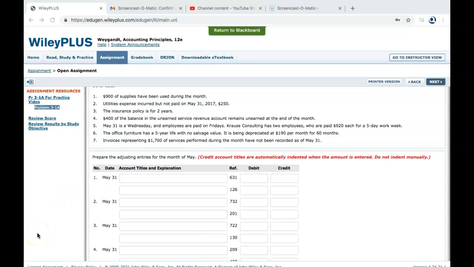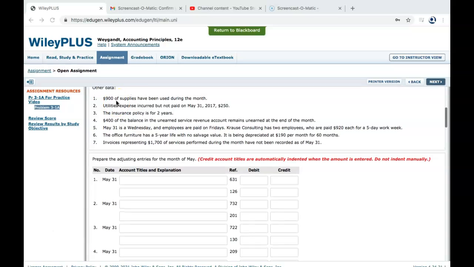Number one, $900 of supplies has been used during the month. Okay, so I'm going to point something out real quick. They're either going to tell us what the expense is, or in this case, the amount used. And then there's also going to be a time when they're just going to give us the ending balance, and we need to subtract the beginning from the ending to find the change, or what is used, or what is the expense. So we're going to, in this case, directly use the $900 in the journal entry, okay?